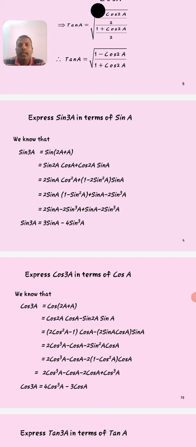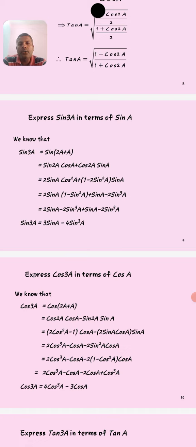The next one: express sin 3a in terms of sin a. We know that sin 3a is equal to sin of (2a plus a). Here we apply the sin of a plus b formula. What is the sin of a plus b formula? Sin a cos b plus cos a sin b.